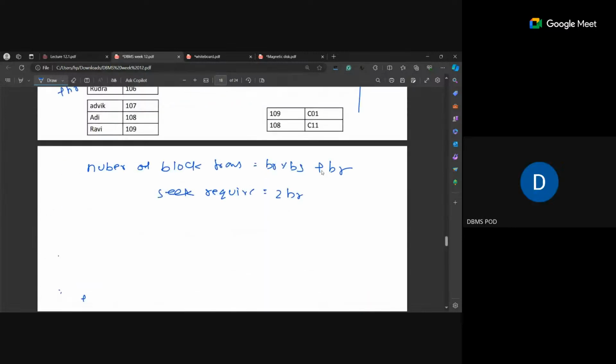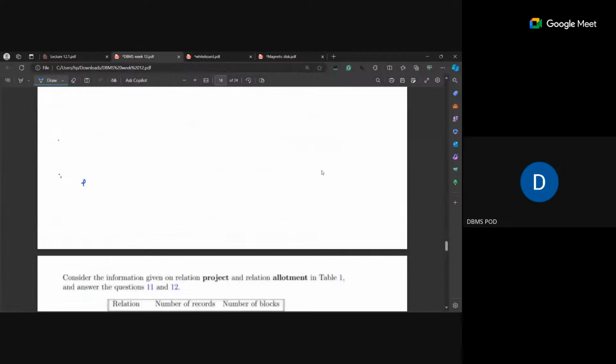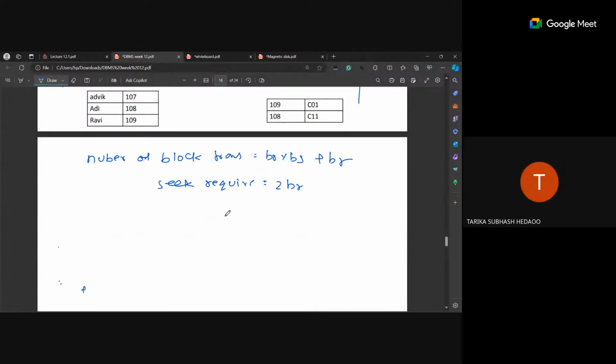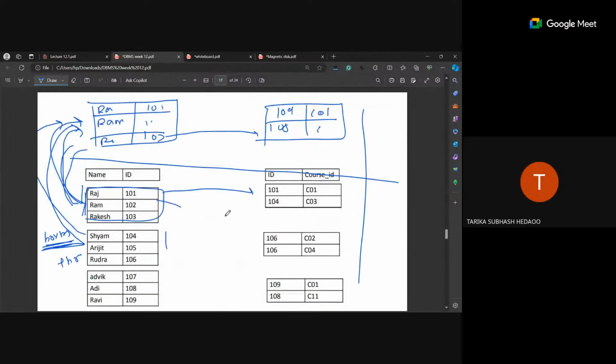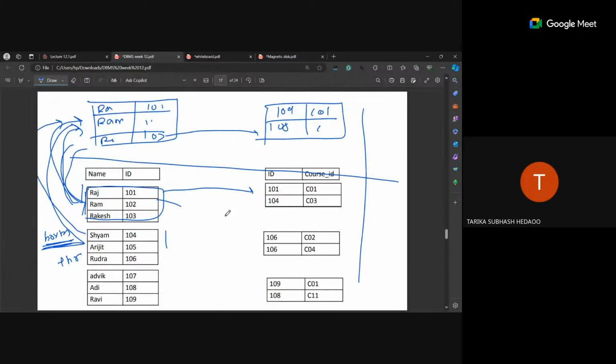Sir, I wanted to ask, is only the worst case scenario in the syllabus, or what if all the blocks are stored in the memory? Then the best case will be BR plus BS. For both nested as well as block nested loop join, it is the same, BR plus BS.